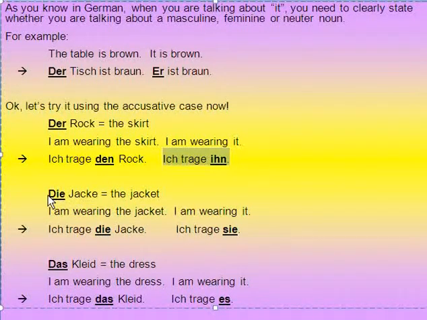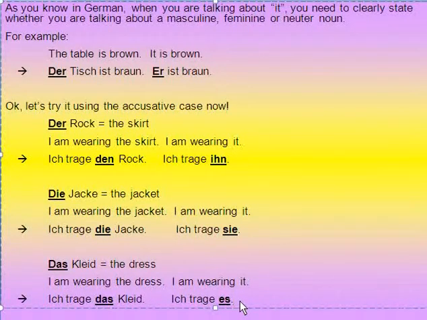For feminine, fortunately, feminine doesn't change with the accusative case. So for die Jacke, you would say for I'm wearing the jacket, I'm wearing it: ich trage die Jacke. Ich trage sie. Okay? And once again, for the neuter down here with das Kleid, which means the dress, if you wanted to say I'm wearing the dress, I'm wearing it, you would just say ich trage das Kleid, ich trage es.